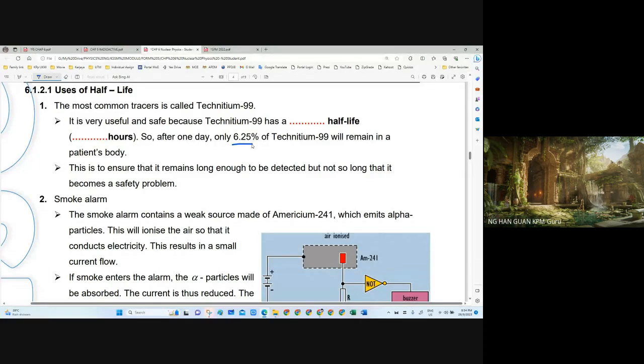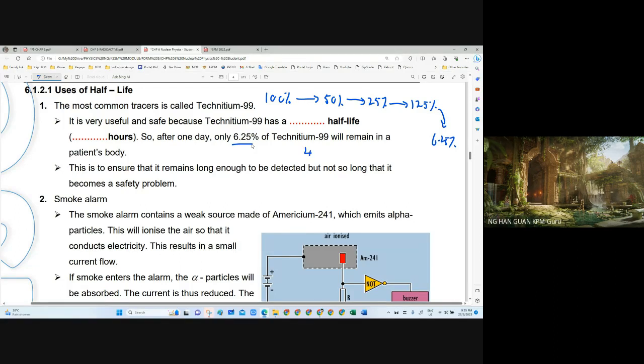So how many hours is the half-life actually? It means that for 100%, after one half-life it becomes 50%. Another half-life will be 25%. Another half-life will be 12.5%. Another half-life will be 6.25%. So it means that 1, 2, 3, 4, four half-lives.